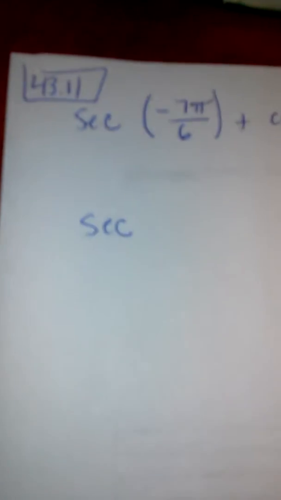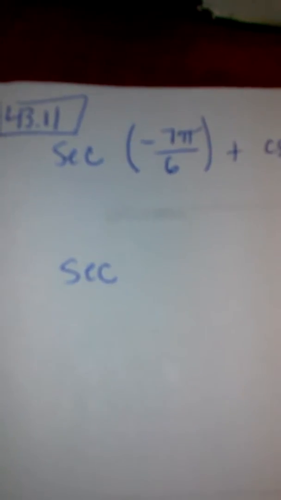This is Precalc lesson 43, number 11. I'm trying to use my cell phone for this, so we'll see. It wants secant of negative 7 pi over 6 plus cosecant of pi over 3 plus tangent of 8 pi over 3.